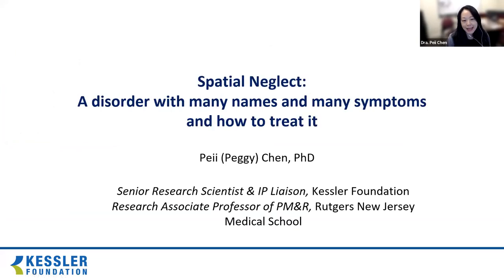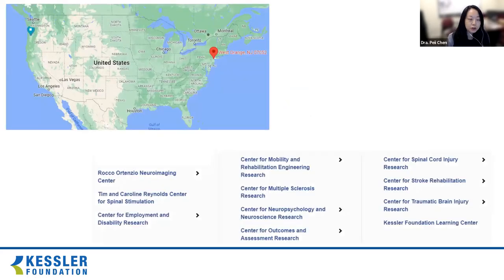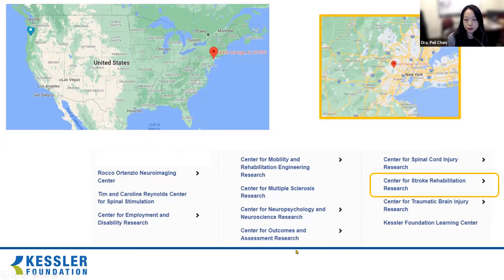A more plain language way to talk about what I'm going to talk about is this disorder with many names and many symptoms, and how can we treat it? First of all, I want to show you where I am relative to you. I'm in the United States, in New Jersey. Kessler Foundation is a standalone, non-profit research organization. We have many research centers, and I belong to the Center for Stroke Rehabilitation Research. My office is very close to New York.